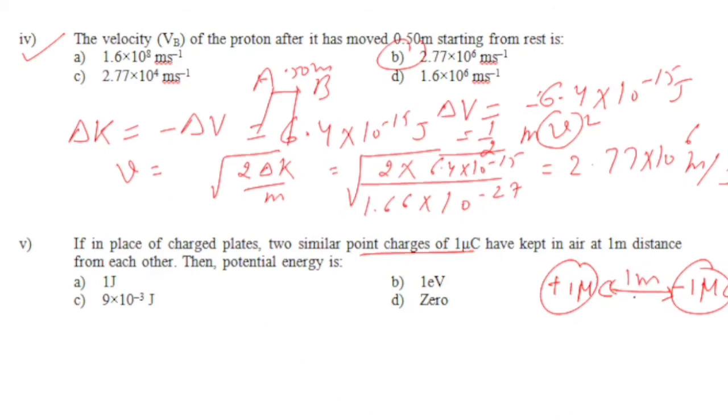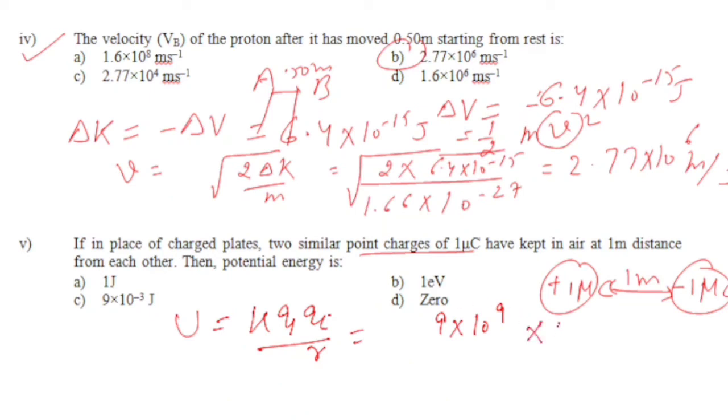You know, for a system of two charges, what is the formula for potential energy? Yes, U is K Q1 Q2 by r. Now you know Q1, Q2, and the distance between the two charges, and the value of K is 9 into 10 to the power 9. So putting all these values, which option is correct? After solving, try to pause the video and solve it. Which option is correct?